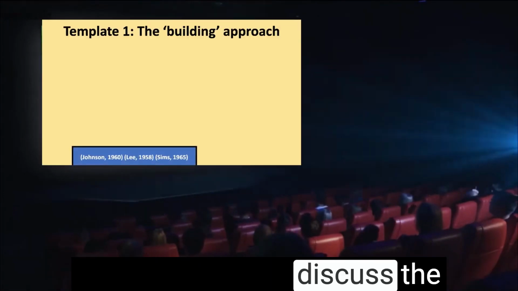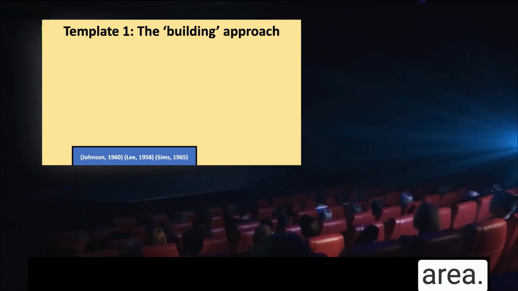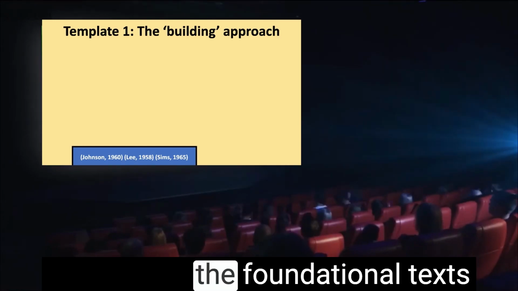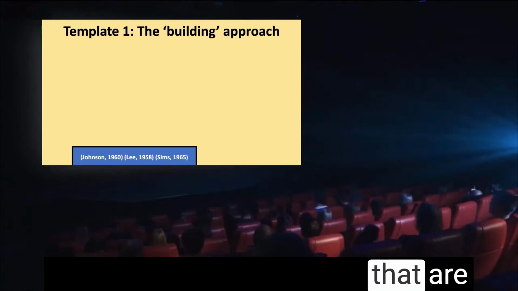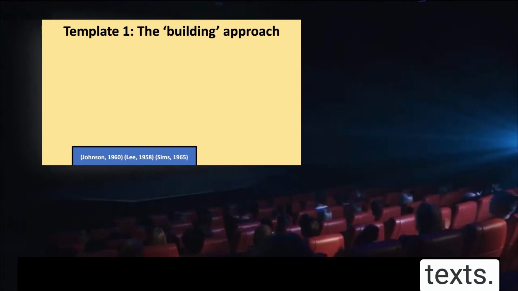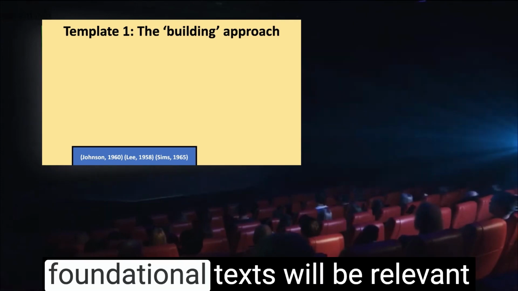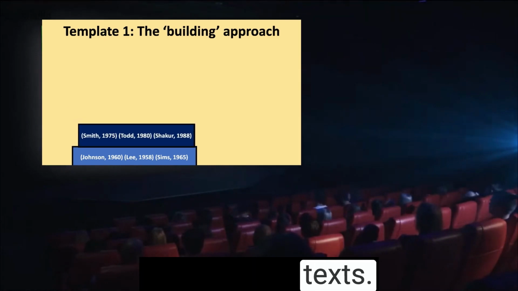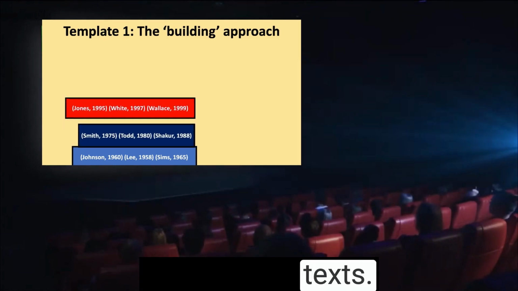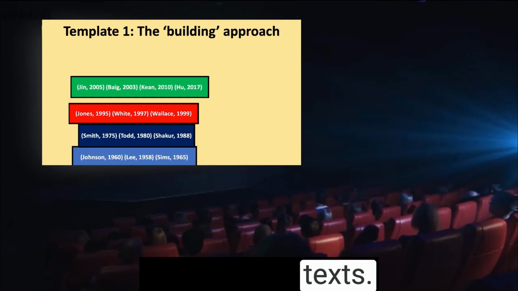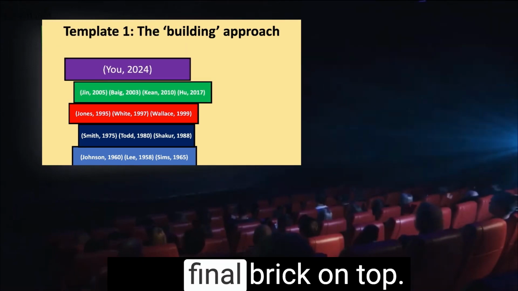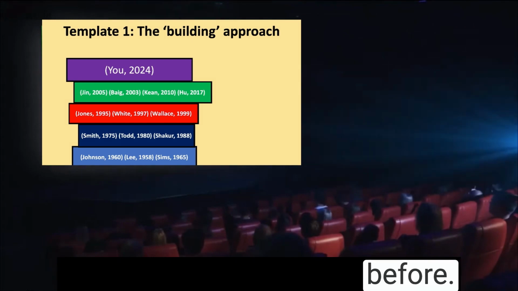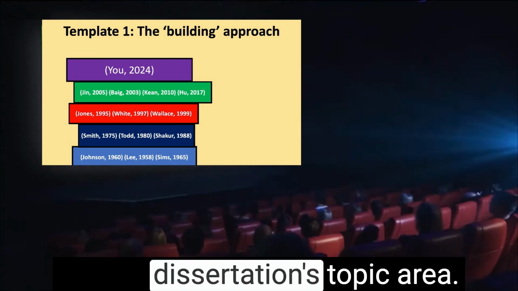For example, you discuss the foundational text in this topic area. The foundational texts are the early and influential books and articles. You will know the foundational texts because they are the texts that are cited often by the more modern texts. Perhaps just 2 or 3 foundational texts will be relevant to your dissertation topic. Then build on this with more recent texts, and then more recent texts again. Then finally, your dissertation is the final brick on top. Your dissertation is the culmination of everything that came before. You have now constructed a picture of your dissertation's topic area.